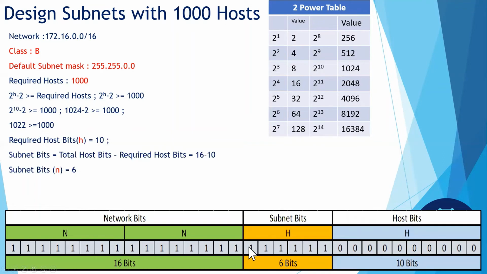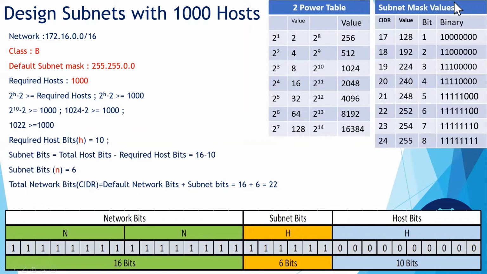Here in the table also we can see subnet bits are 6. Now we are going to find out the total number of network bits. The formula is default network bits, that is 16, plus subnet bits, which is 6. So by adding 16 plus 6, we will get 22. So total number of network bits are 22. So now we can find out the customized or revised subnet mask using this subnet mask table.